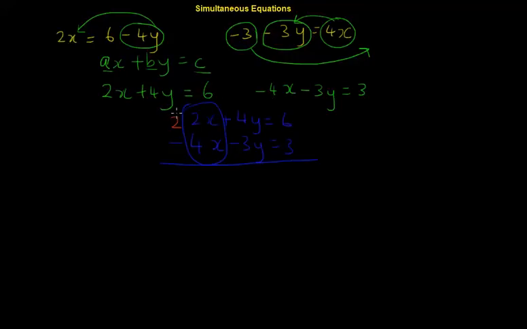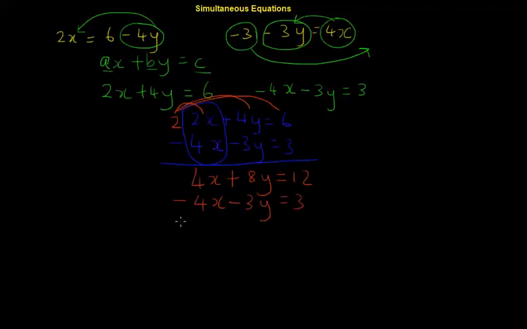Okay, so we multiply 2 by 2x, which gives us 4x, and then 2 times 4y, giving us 8y, and then 2 multiplied by 6, that's 12, and then here nothing's changed because we just have minus 4x, which is what we wanted them to be the same, and so we just continue writing it as normal, minus 3y equals 3.